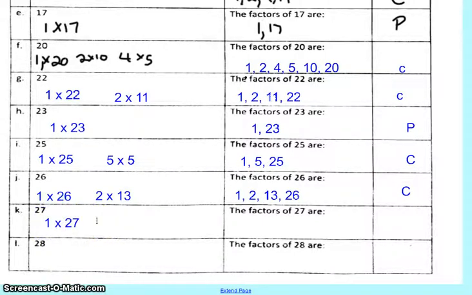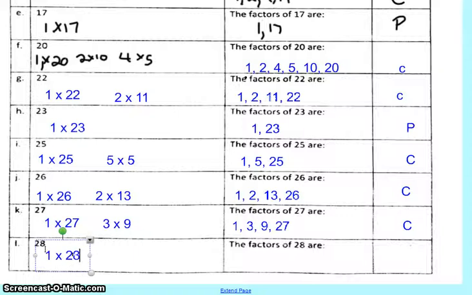We can get that by 3 times 9. There are no other ways to get 27. So our factors for 27 are 1, 3, 9, and 27. Right? So, it's more than 2 factors, so that's composite.